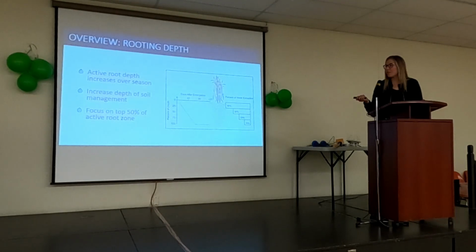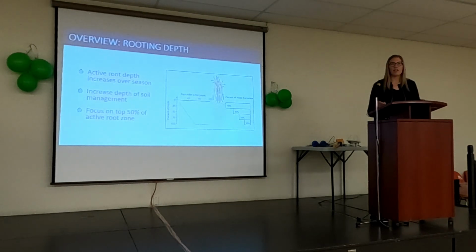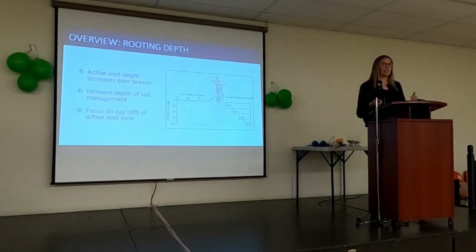We mentioned this before too, but it's really important to focus on the top 50% of the active root zone. That's where the crop's going to draw the majority of its water from. So, whether you're collecting samples or inserting a probe, it's really important to make sure that you have that collection point down to, say in canola, which has a meter active root zone, you want to at least be monitoring down to 50 centimeters.